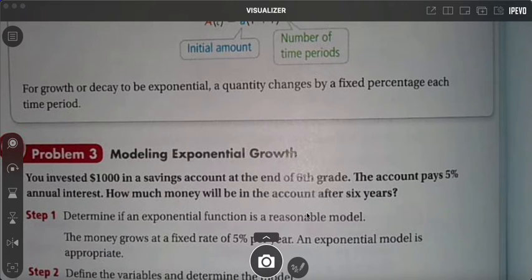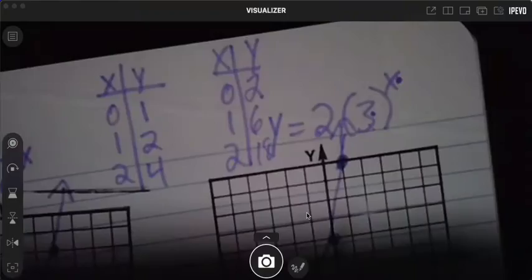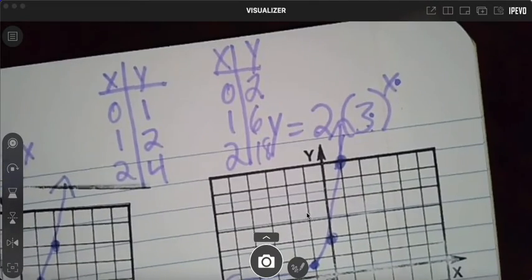What's your R? 5%, which is what number? 0.05. And what's our T, our time? 6 years. Okay, so I'm going to plug all that into my equation, and my calculator can handle all that for me. Let me come over here.